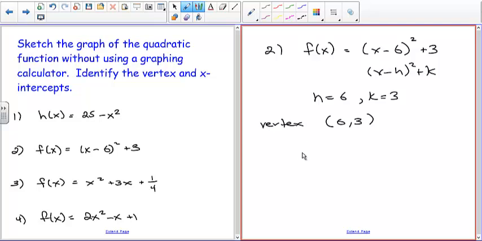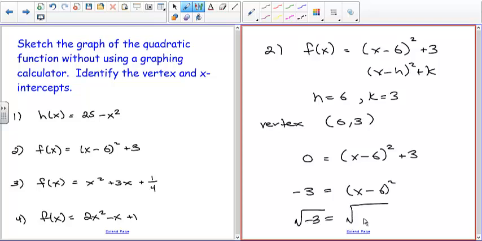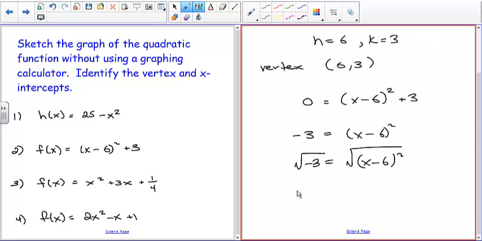Now, as far as the x-intercepts are concerned, you just set y equal to 0. Now, if you subtract 3 from both sides, first step, if you tried to do the next step, which would be taking the square root, you'd have a problem. Because when you take the square root of a negative number, you don't get a real number. So what that tells you is there are no x-intercepts.